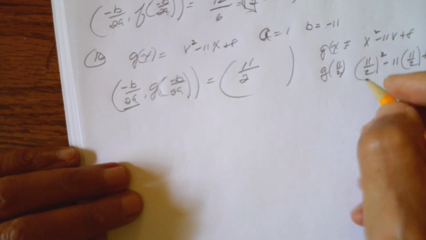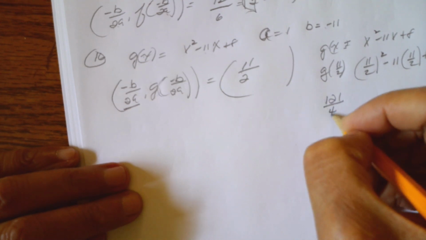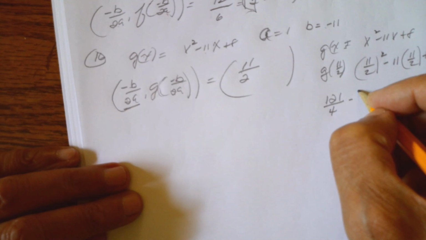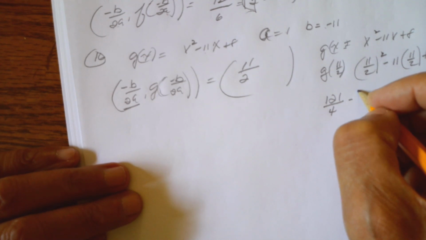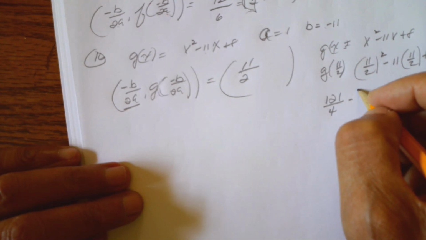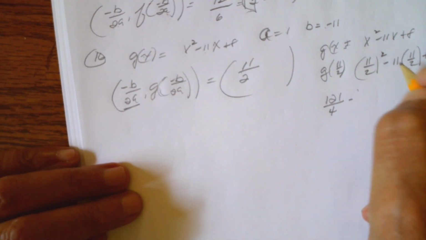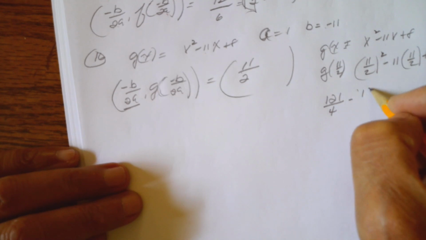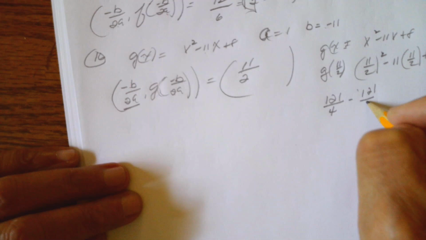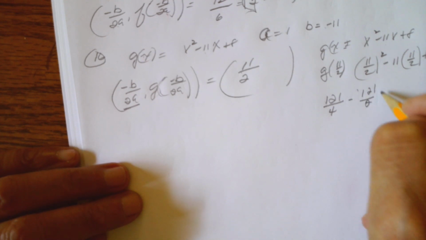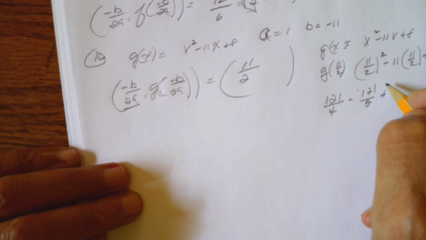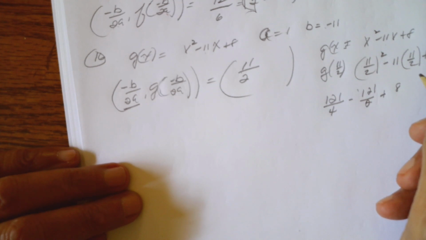G of 11 halves would be 11 halves squared minus 11 times 11 halves plus 8. This would be 121 over 4 minus 11 times 11, 121, I get this written right, 121 over 2 plus 8. So I would need a common denominator here.